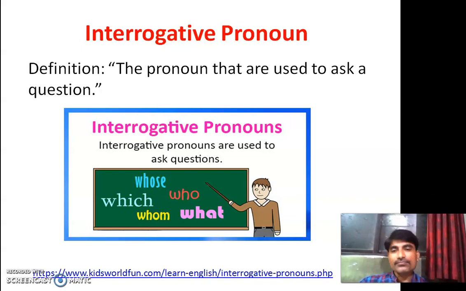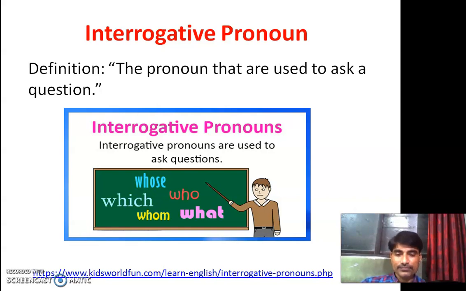But make sure, after the interrogative pronoun, most of the time, or maybe 99%, a verb comes after the WH pronoun. If the verb is not coming after the interrogative pronoun, then it doesn't remain an interrogative pronoun. It becomes something else. When I discuss adjectives, I will talk about it. As of now, you understand that after these WH words, you should use a verb.